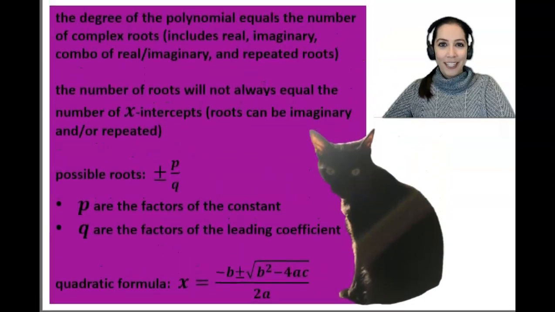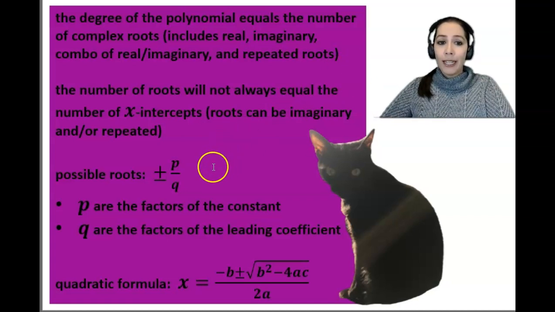Chloe is here with her latest cheat sheet notes. She wants you to know that the degree of a polynomial equals the number of complex roots, and complex roots include real, imaginary, and a combination of real, imaginary, and repeated roots. The number of roots will not always equal the number of x-intercepts. Roots can be imaginary and/or repeated.